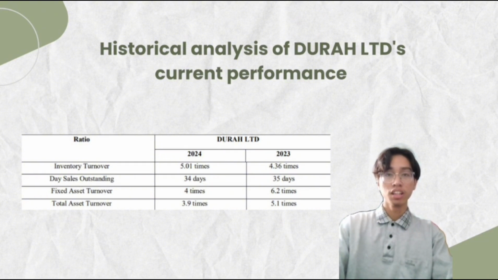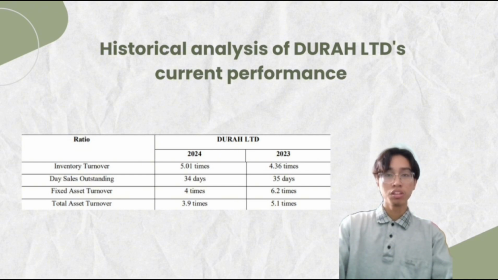The days sales outstanding (DSO) also changed from 25 days to 34 days, which is shown as an improvement, indicating that the company is collecting payments from customers a bit faster than before, which is good for cash flow. However, there were also some areas of concern. The fixed asset turnover dropped from 6.2 times in 2023 to 4 times in 2024.